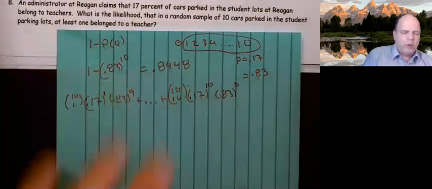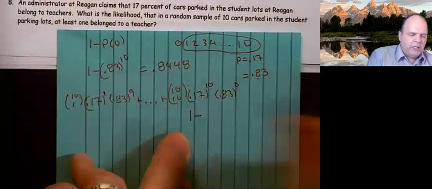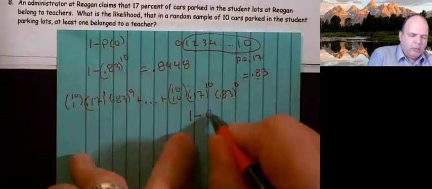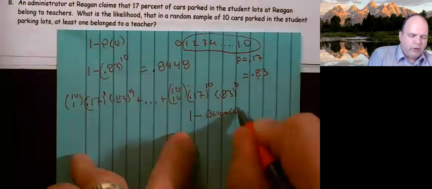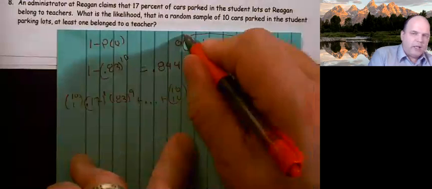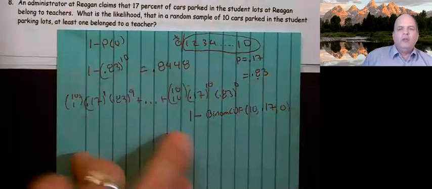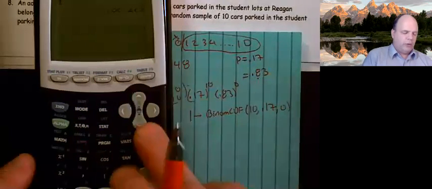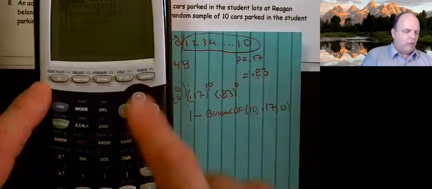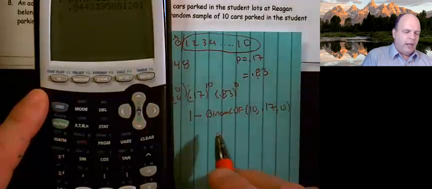Well, first off, let's go with what we do in a calculator, just so I can do this as a reminder. So 1 minus, because it's an at least problem, we know it's a binomial CDF. We know our trials are 10. We know our probability is 0.17. And we always subtract out the highest value we don't want, which in this case is 0. So let's do that in a calculator to verify we get the same result. So 1 minus second vars binomial CDF, trials are 10, probability is 0.17, x is 0, and there it is, 0.8448.